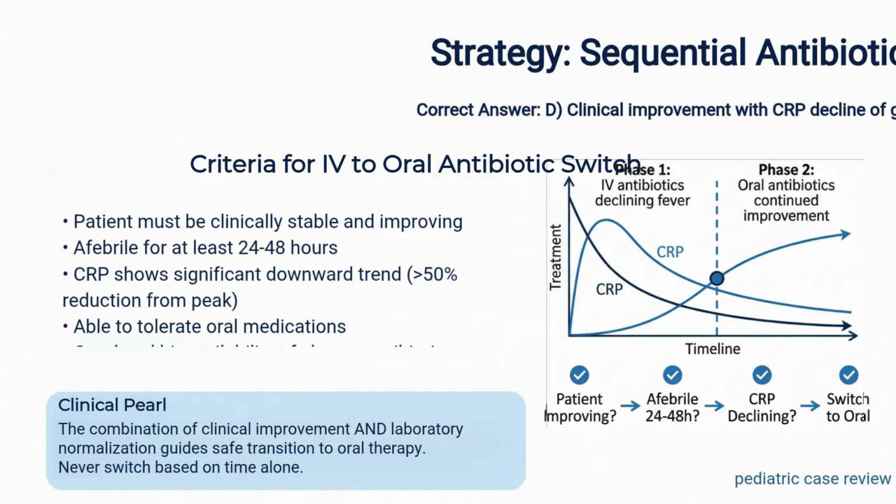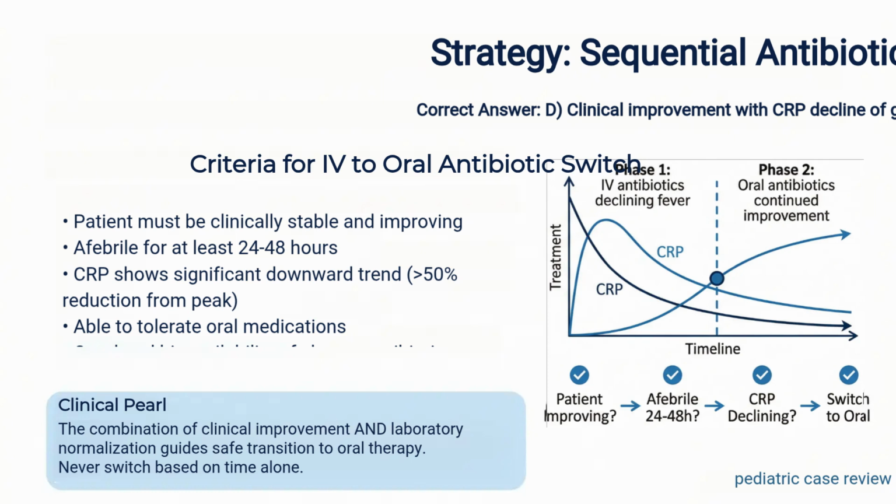The criteria for switching from intravenous to oral antibiotic therapy include: the patient must be clinically stable and improving, afebrile for at least 24 to 48 hours, C-reactive protein showing a significant downward trend of more than 50% reduction from peak, ability to tolerate oral medications, good oral bioavailability of the chosen antibiotic agent, and reliable follow-up ensured.